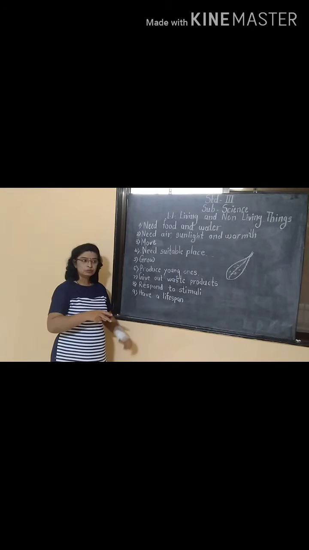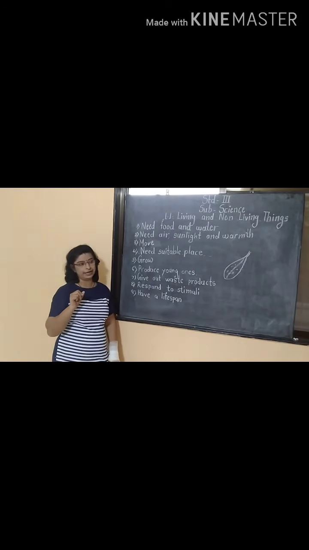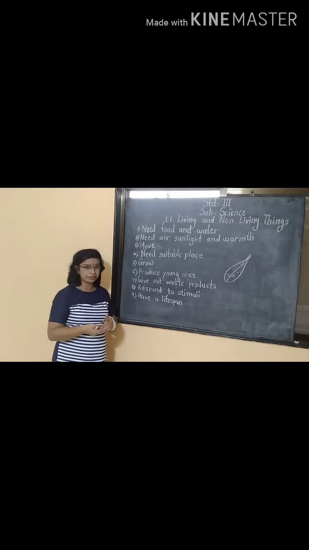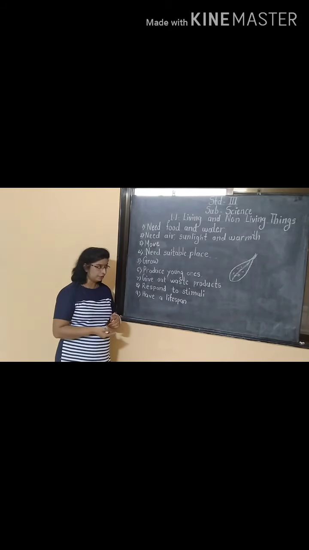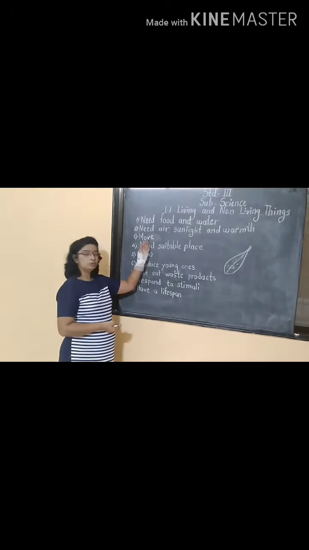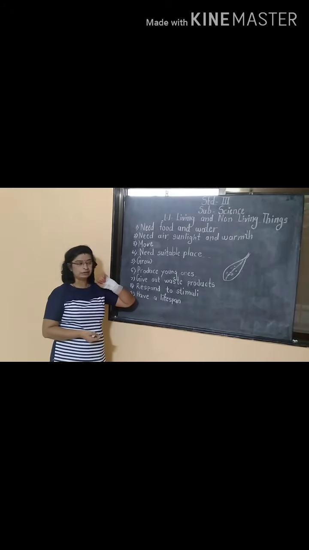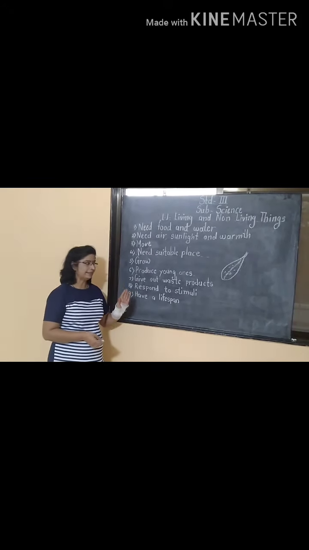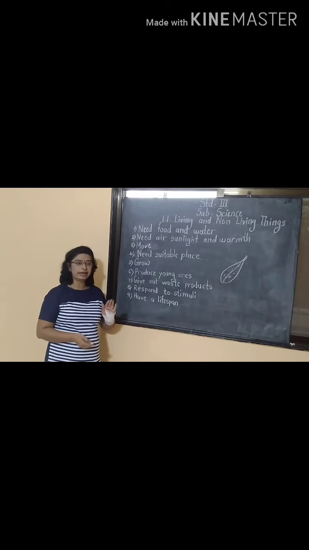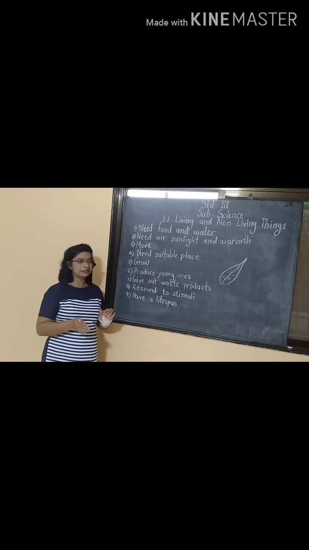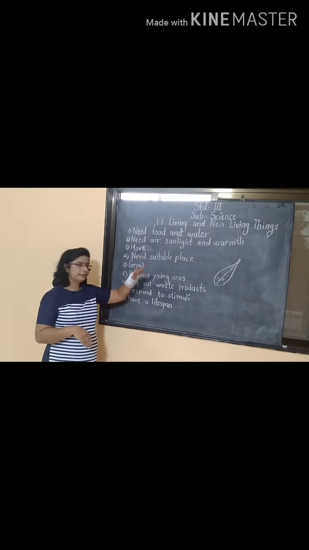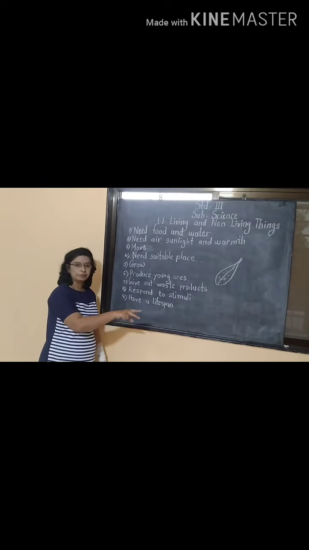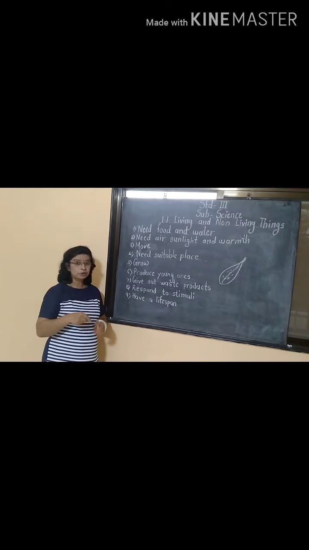All living things move from one place to another to search for food and to get shelter. So, due to that, they move from one place to another. See, all insects have 6 legs. Some insects also have many legs. With the help of these legs, the insects move from one place to another.